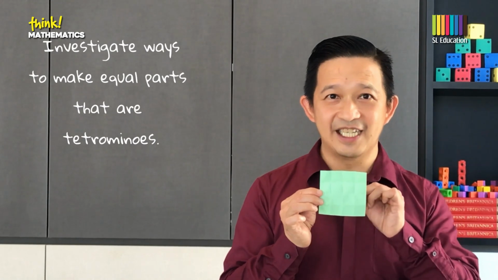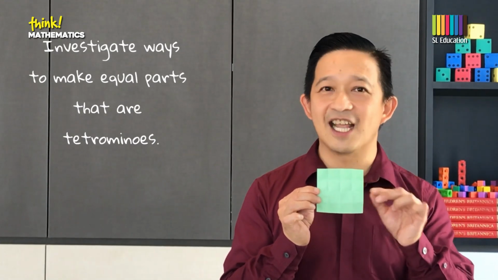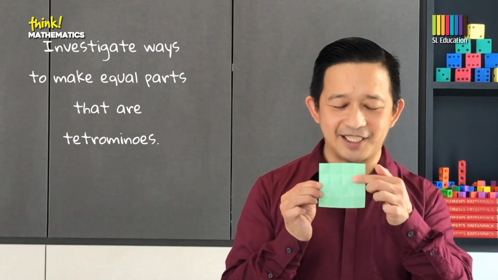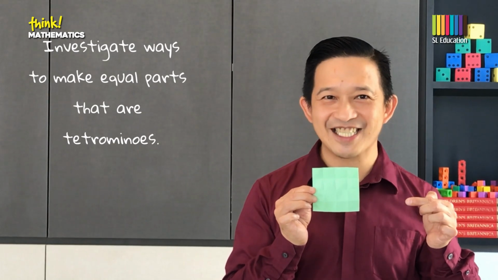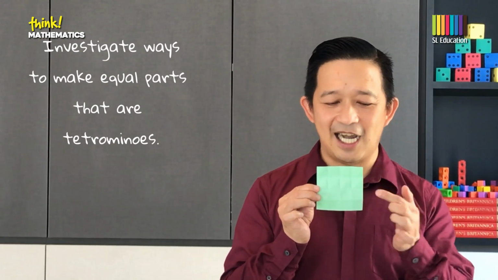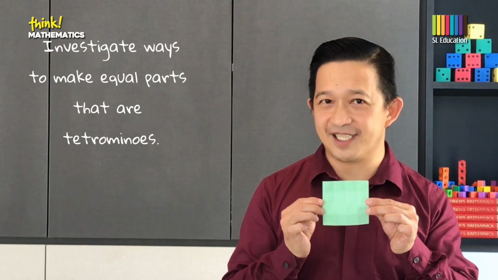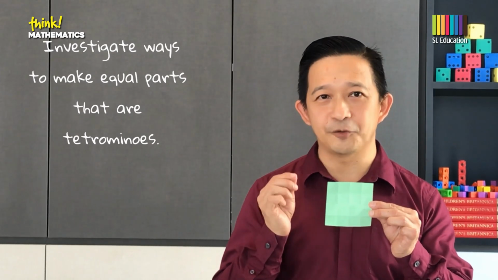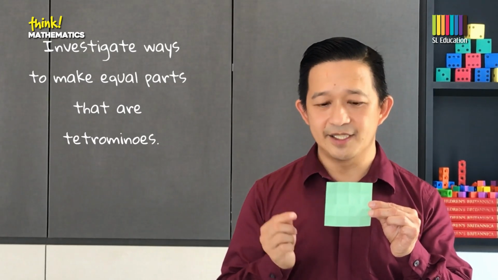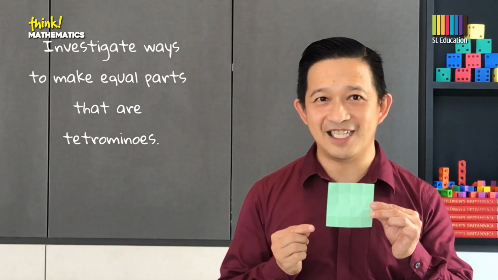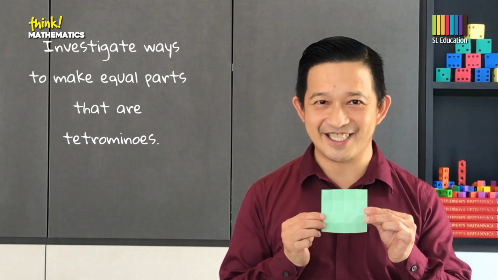The rule is you must draw along the lines. So no cutting across the squares, just along the lines, either vertically or horizontally. Can you investigate how many different ways to cut such a square piece of paper into 4 equal parts?